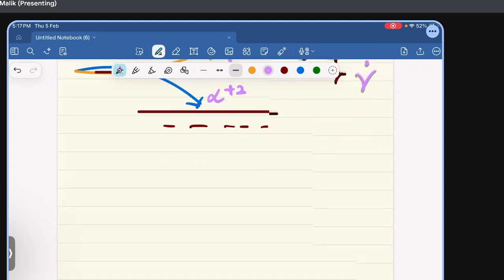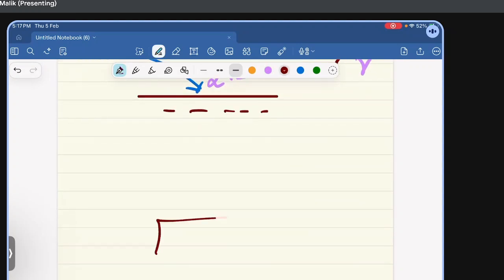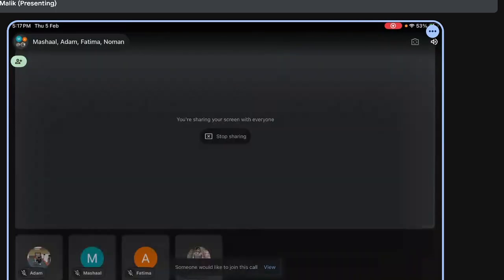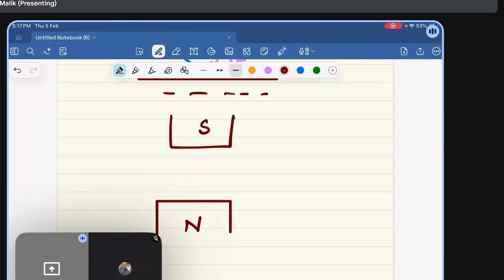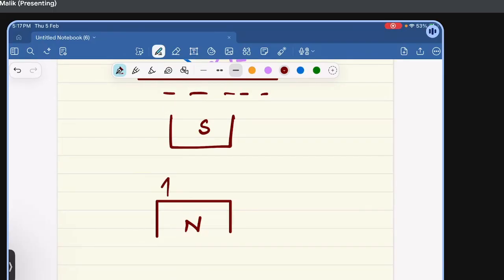Tricky, okay? Look, I'm going to make a magnetic field for you. You have to apply the left hand rule to decide where this particle goes, okay? This is the south pole, this is the north pole, okay? Who's there? Zariyab is there. Okay, so the magnetic field pattern is from north to south pole, okay?